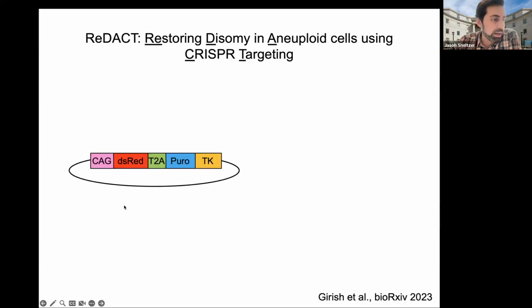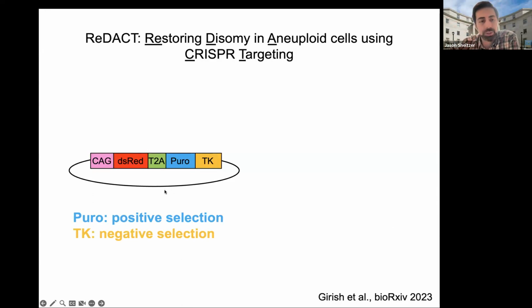For this approach, we generated a plasmid, a piece of DNA, and this piece of DNA has selection markers on it, which we use for these chromosomal manipulations. First, this piece of DNA has puromycin resistance. This is a positive selection marker. It allows us to select for cells that incorporate this piece of DNA into their genomes. This piece of DNA also has herpes virus thymidine kinase, which is a negative selection marker.